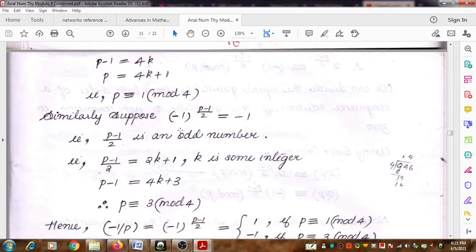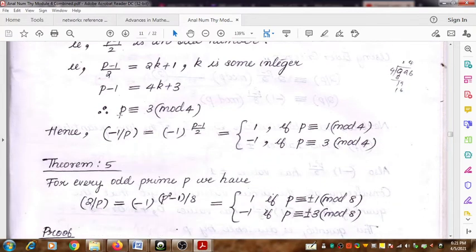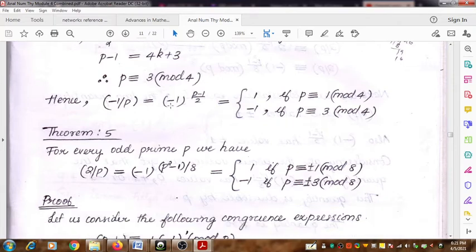Next we assume that (-1) raised to (p minus 1) by 2 equals minus 1. We get that value if and only if (p minus 1) by 2 is an odd number. That is, (p minus 1) divided by 2 equals 2k plus 1, where k is some suitable integer. Therefore p minus 1 equals 4k plus 2... so p is congruent to 3 mod 4.